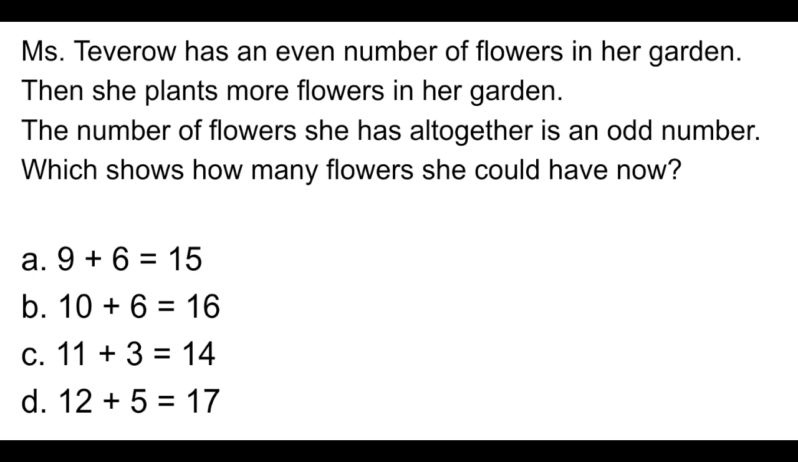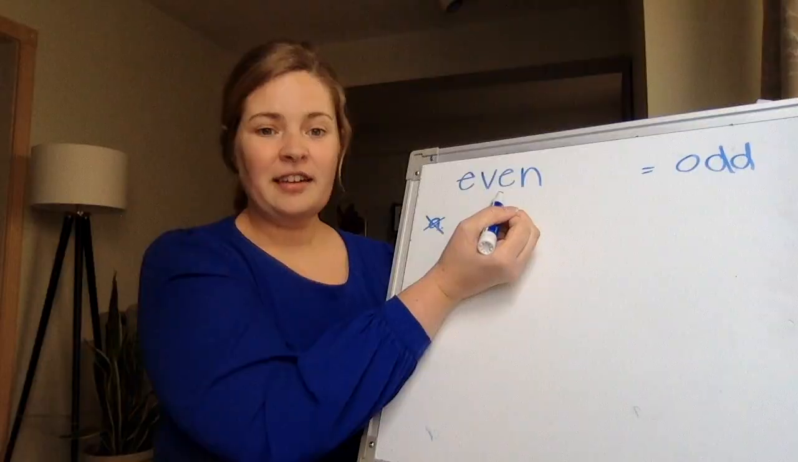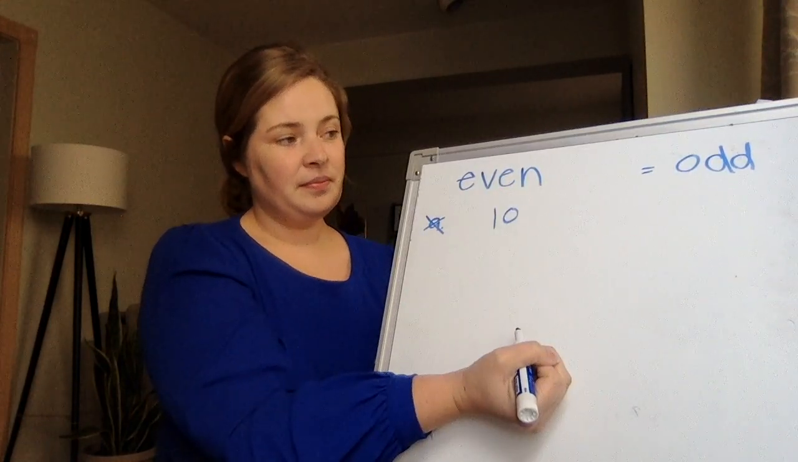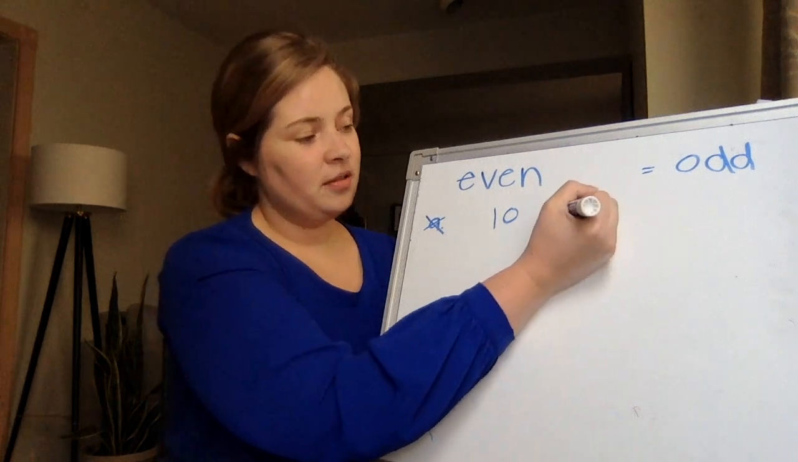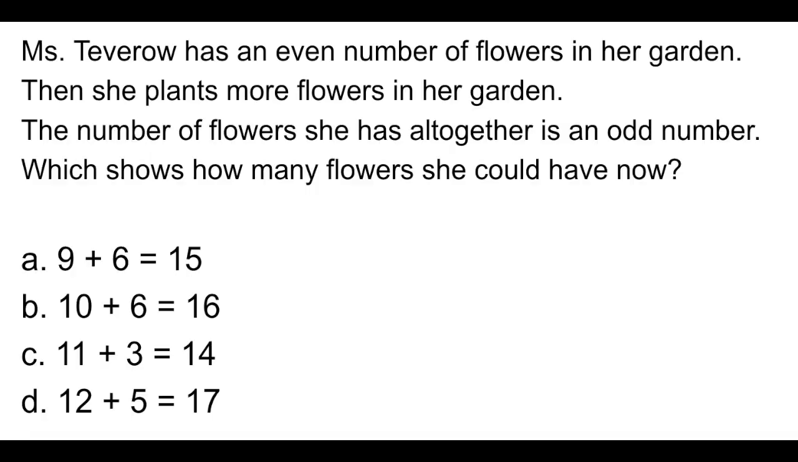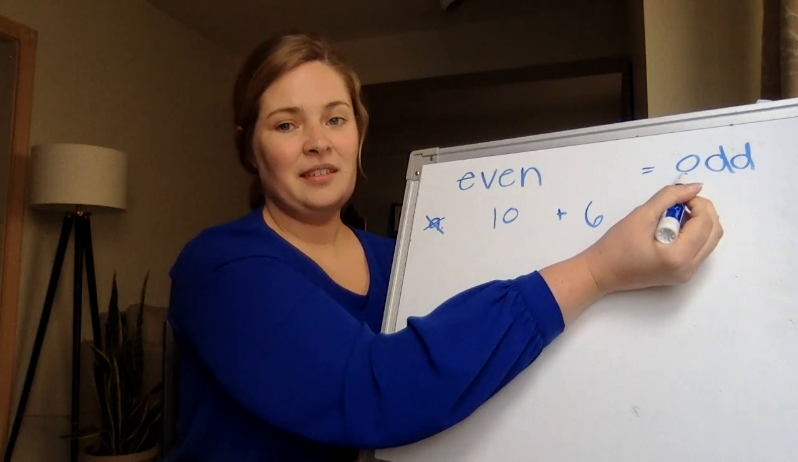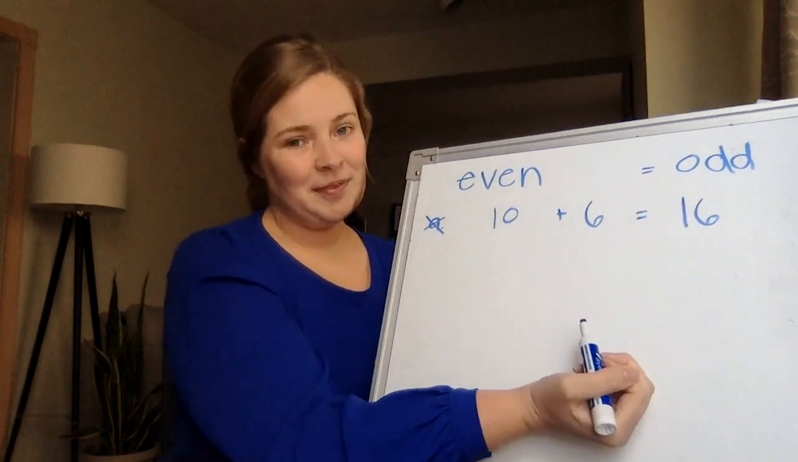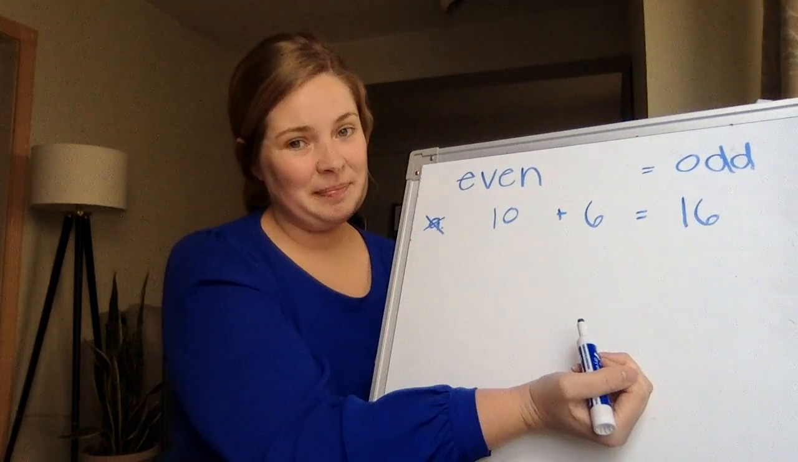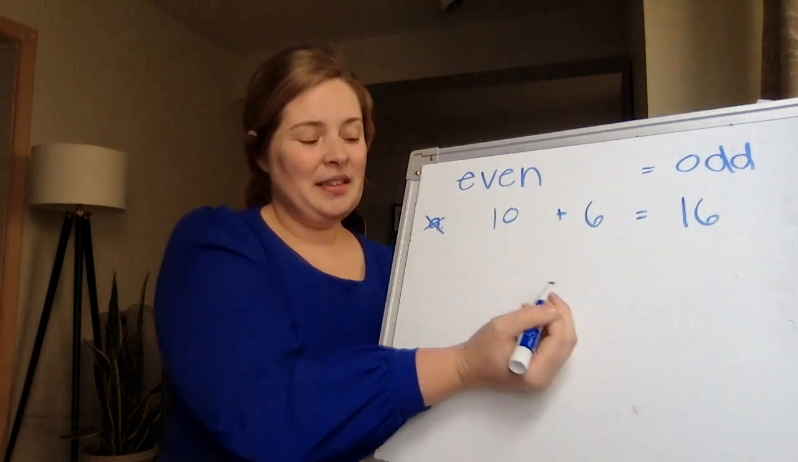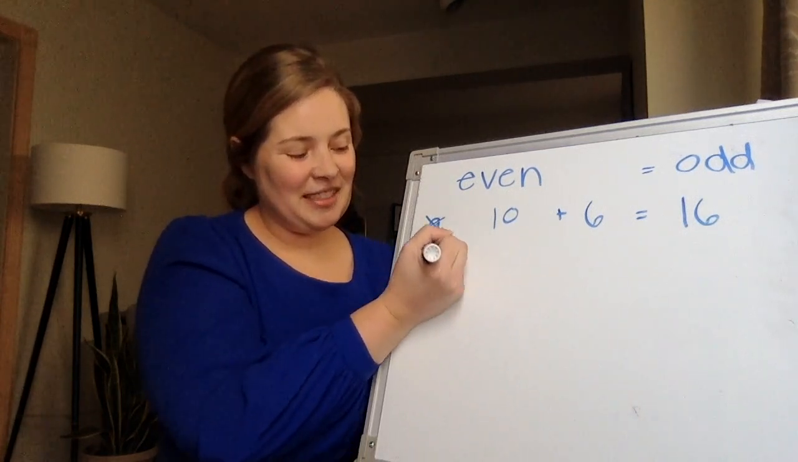Let's look at B. Is 10 an even number? Yes, 10 is an even number. She added more, and she got 16. Is 16 an odd number? No, 16 is not an odd number. 16 is an even number. So B is also not the best answer.